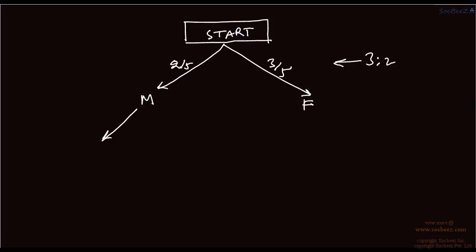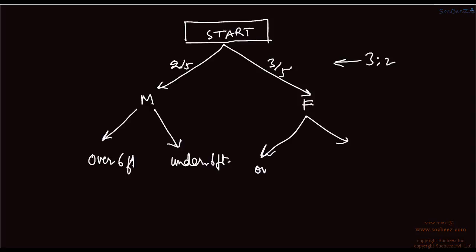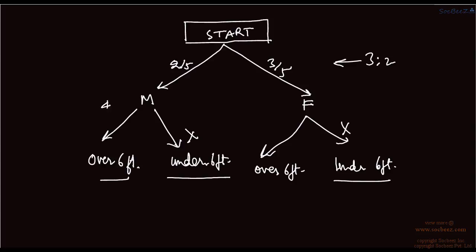Now if it is a male, it is either over 6 feet or under 6 feet, so there are two conditions. Similarly for the female, it may be over 6 feet or under 6 feet. We are not dealing with under 6 feet, so we'll ignore those cases and not write the probability on those arrows. But over 6 feet, for the male we have 4%, that is 4 by 100, and for the female we have 1%, 1 by 100.